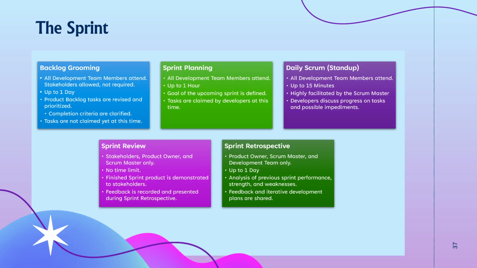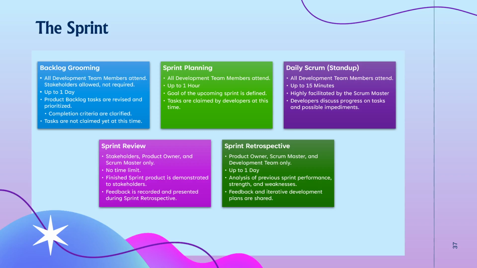Sprint planning is the meeting that kicks off the sprint. That's restrictively only up to 1 hour. Quite often it'll run over, but I've also seen it quite often run shorter. It really depends on the size of the team. You get all your development team members to attend. The scrum master's there. The product owner does not necessarily need to be there.